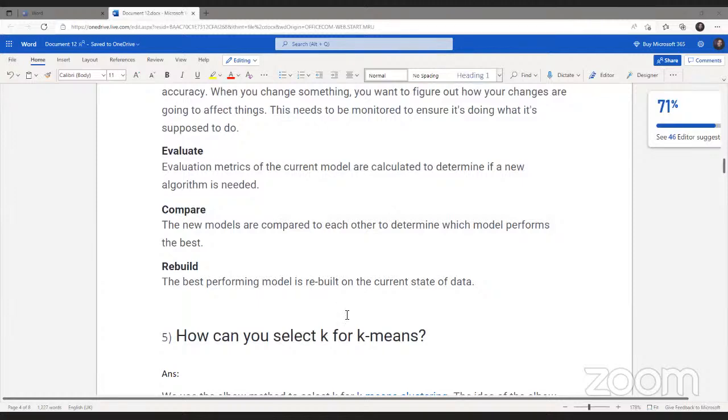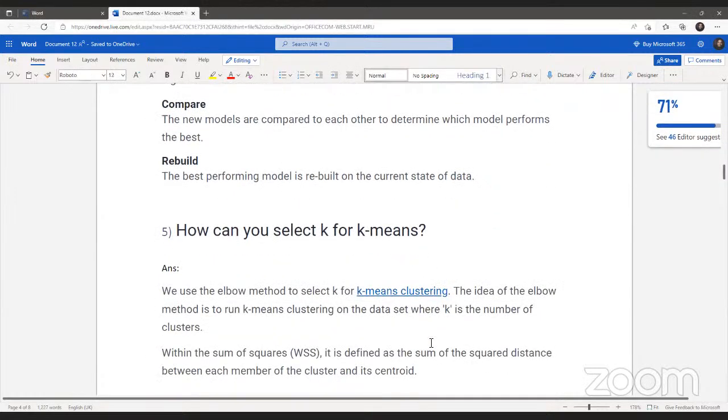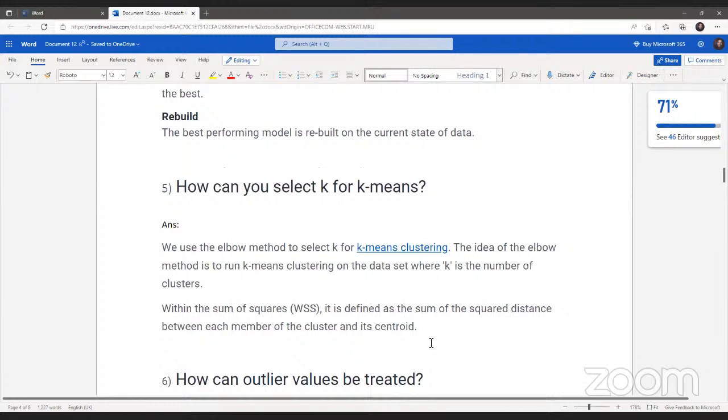Now, as we look into this, we should use the elbow method to select K for K-means. The idea of the elbow method is to run K-means clustering on the data set where K is the number of clusters, with the within-cluster sum of squares (WSS). It is defined as the sum of squared distances between each member of a cluster and its centroid. So this is how you select K for K-means.